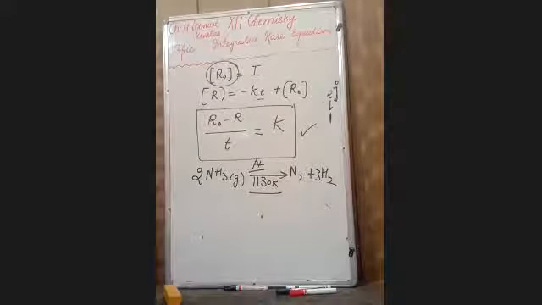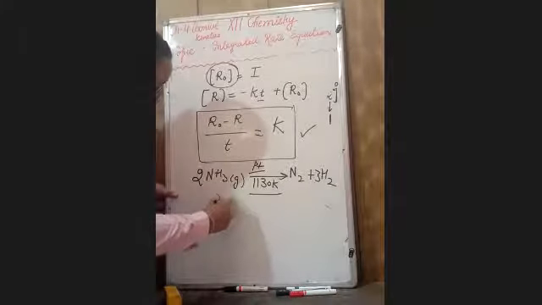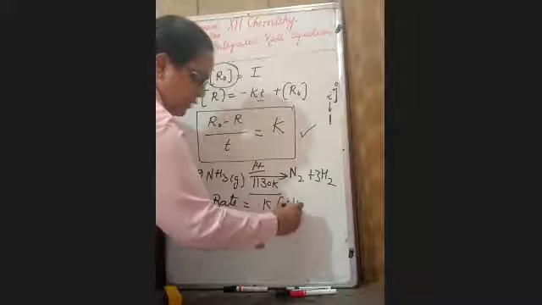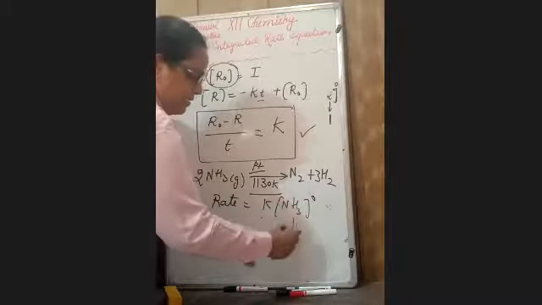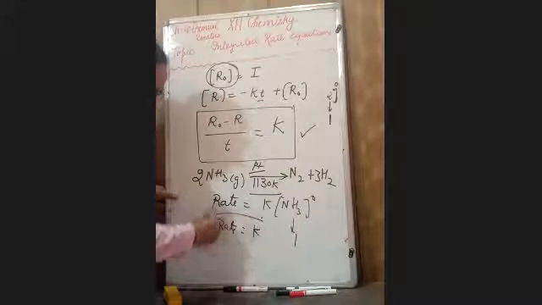Okay. So here the rate is equal to what? k NH3 power 0. This term is 1. So rate is equal to k.